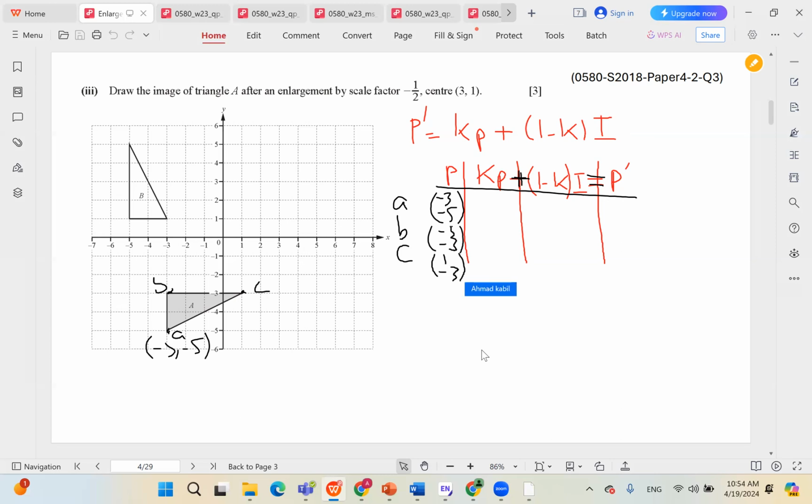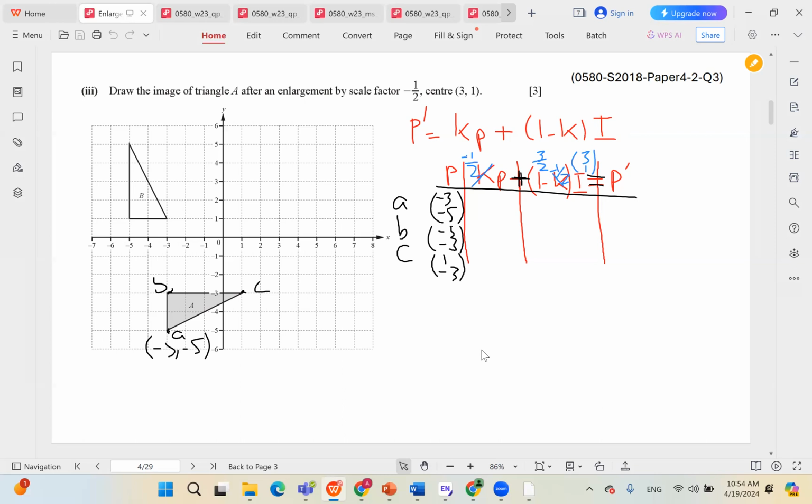Now, KP is simply -half times P, because K here is -half, not +half. We're multiplying -half by P. And then 1 minus K would be 1 minus -half. And this would be 3/2, which is 1 plus half, essentially. And I here is 3, 1. So we can fill in the table now.